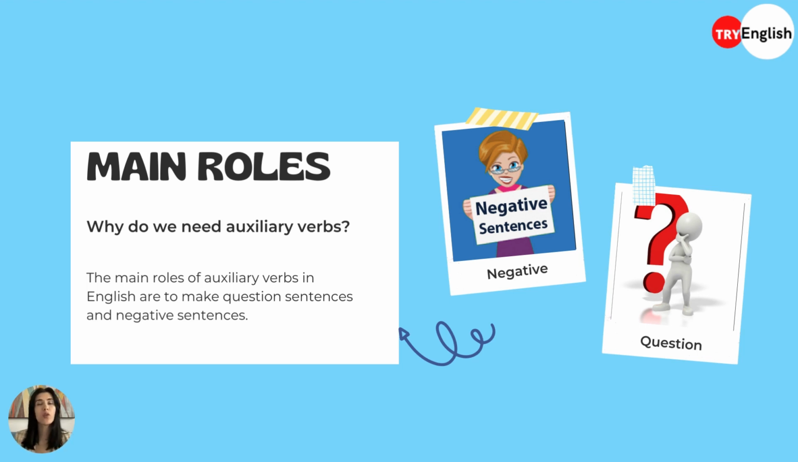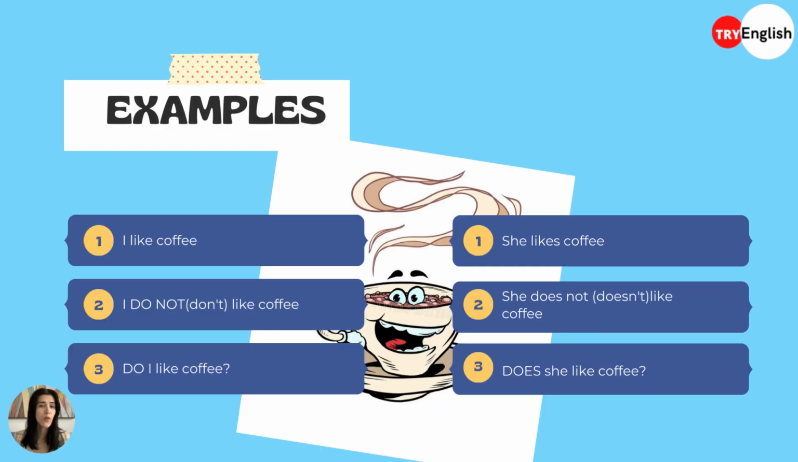So the main role of auxiliary verbs in the English language is to make sentences negative or to make question sentences. How do we do them? Let's take a look. For example, I like coffee. I do not like coffee. So in here, do not is the auxiliary verb and we use it to make the sentence negative. And if you want to make a question sentence, we use do and put it at the beginning of the sentence. For example, do I like coffee?